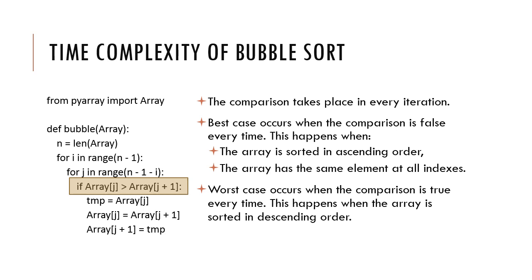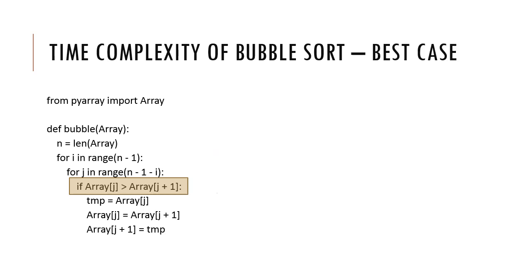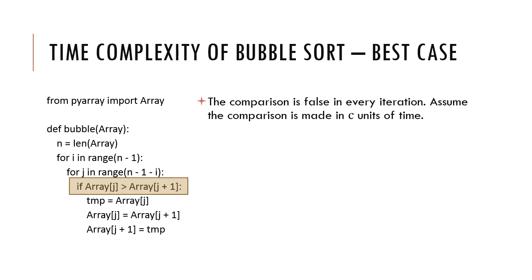Worst case occurs when the comparison is true every time. This happens when the array is sorted in descending order. Time complexity of the best case of bubble sort. In the best case, the comparison is false in every iteration.